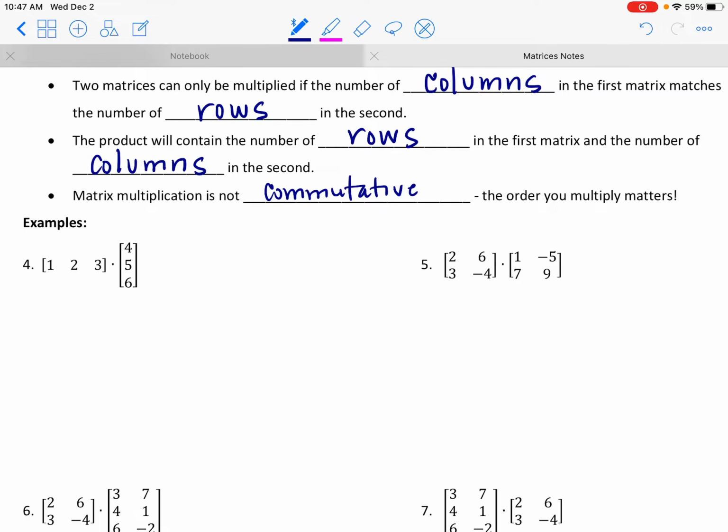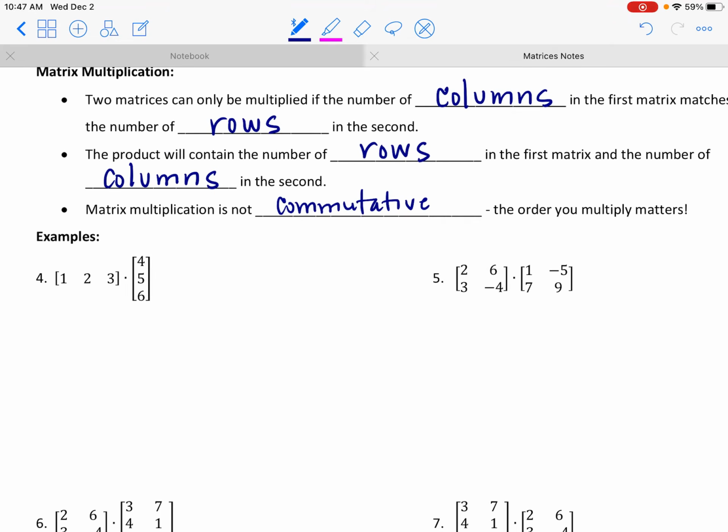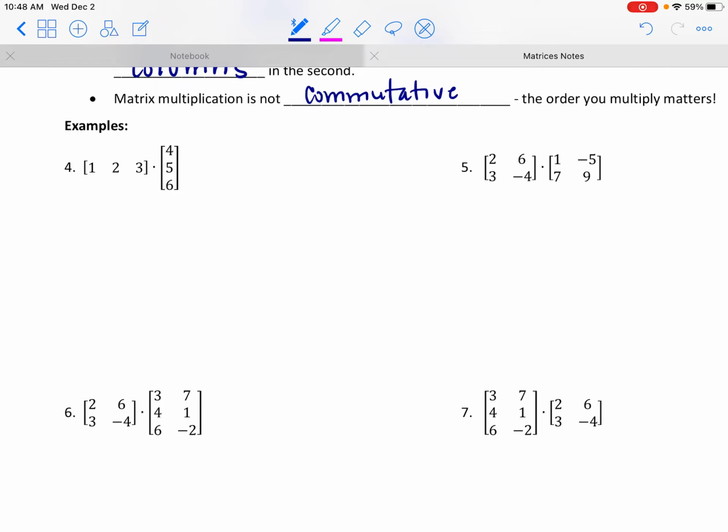Okay? So how does this work? What I said up here is the rule: the number of columns in the first has to match the number of rows in the second, and then the answer is going to contain the number of rows from the first and columns from the second. Well, that's a lot. So what I do to first wrap my brain around it is ask, is the multiplication possible and what is my answer going to look like?